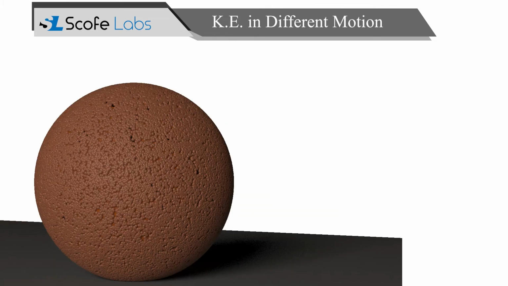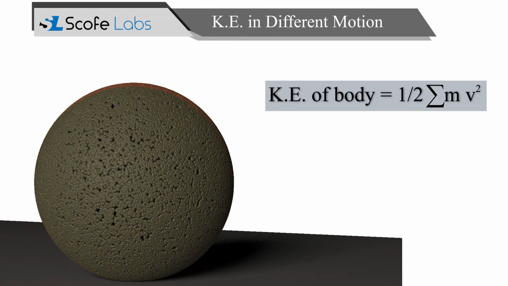While considering kinetic energy for the whole body, taking summation of masses of all particles, the kinetic energy of the whole body is 1/2 summation delta m v square.